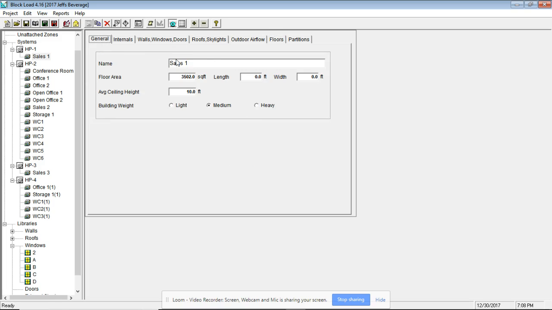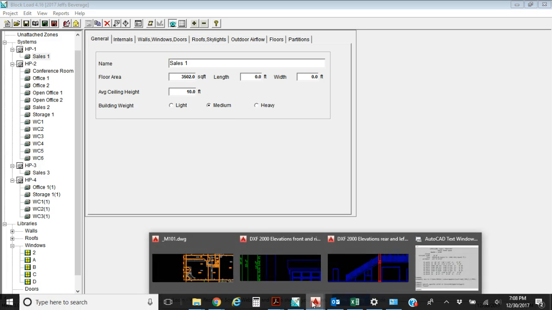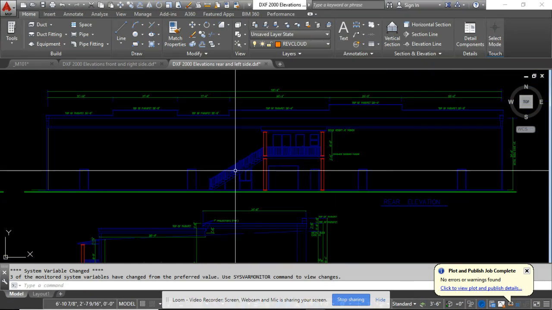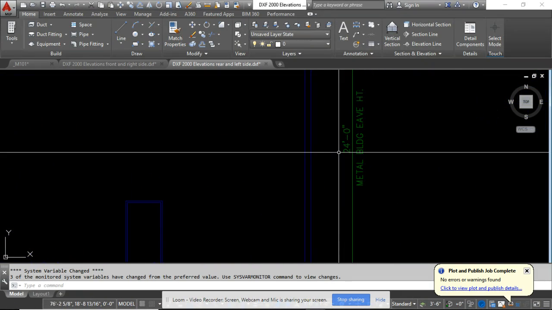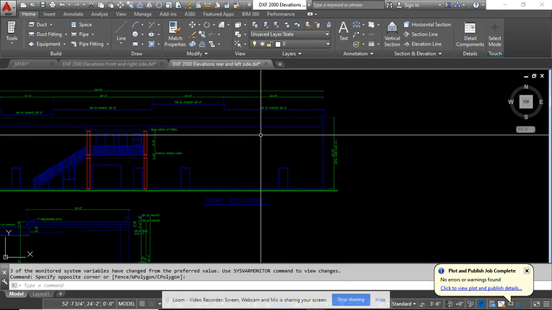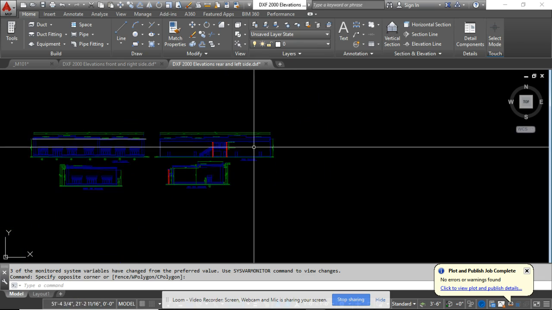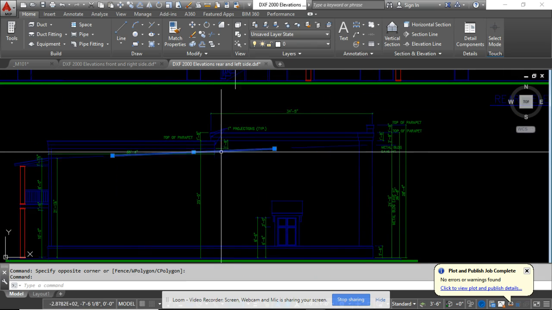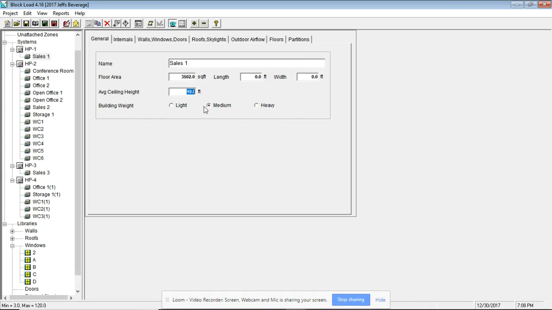So let's go back to the general tab and start adjusting things. As I mentioned, this is a high ceiling. And when we copied this from an earlier project, it had a 10-foot ceiling. But when we look at the building, and we did this earlier for the liquor side, we noticed that it has a 24-foot high wall, and we figured out there's some structure underneath the roof, and we made the average ceiling height about 20 feet. So let's change that. We'll change the average ceiling height to 20 feet.